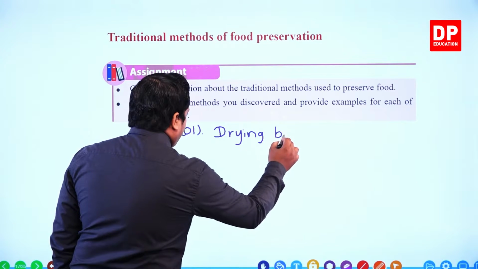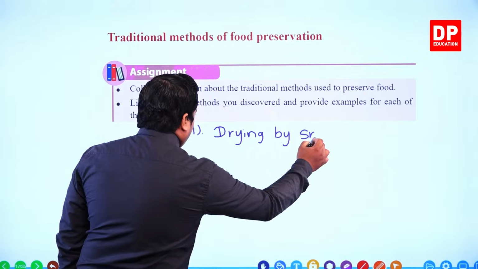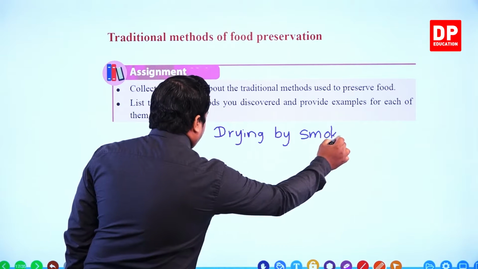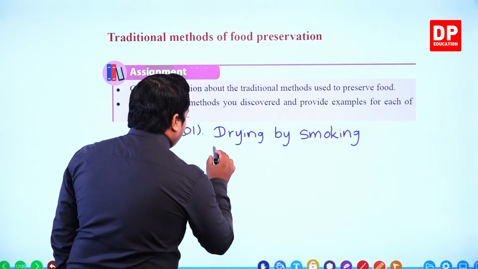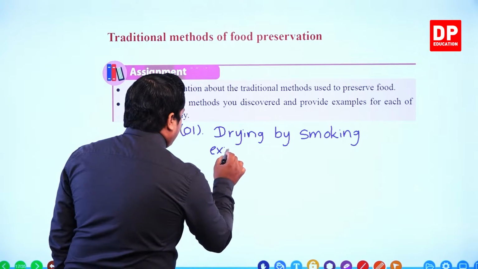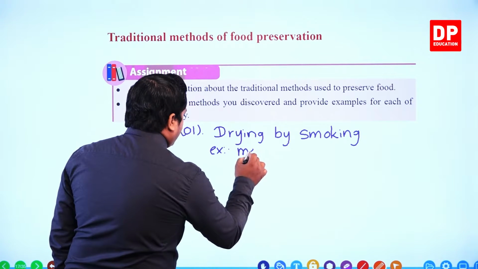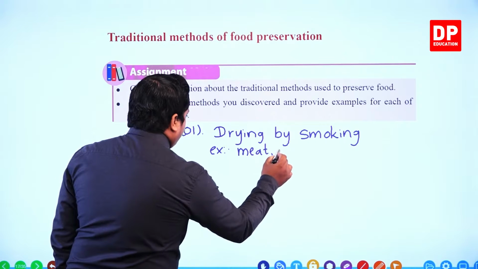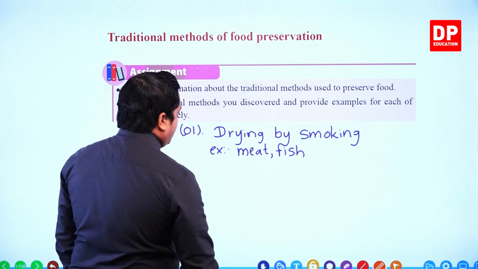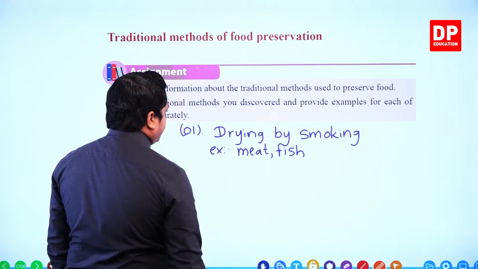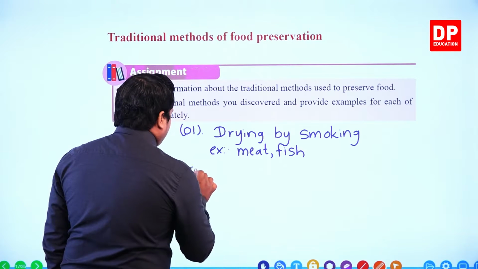Drying by smoking. What are the examples? We can dry meat by smoking, then fish, right? Meat and fish.